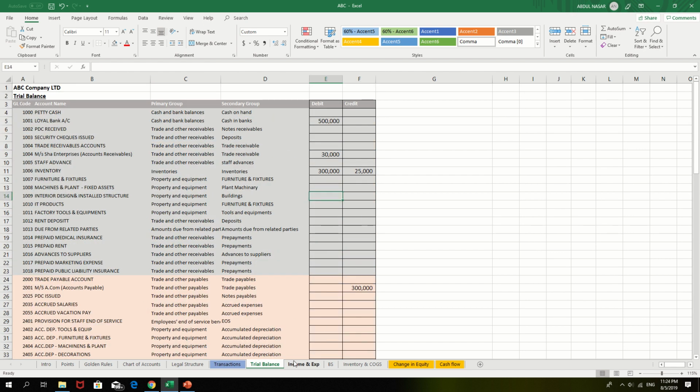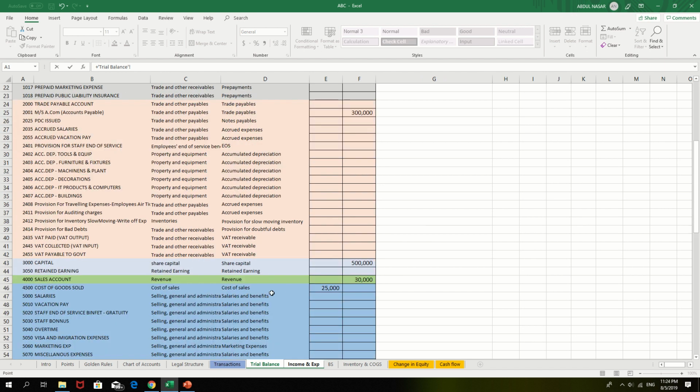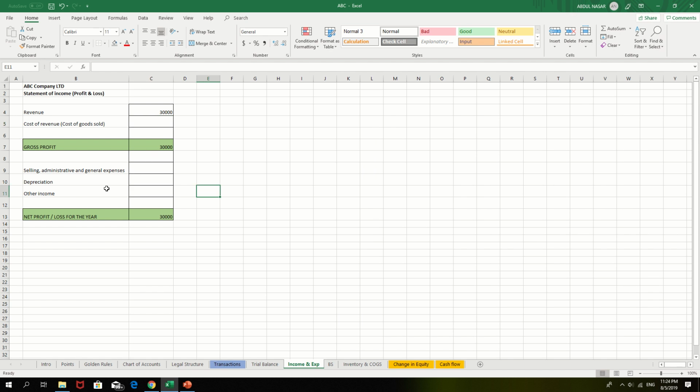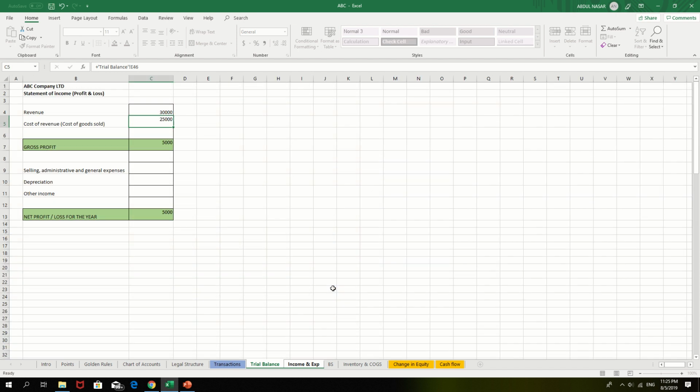Now let us see the impact of those two entries in the income. Okay, so here this is the statement of income. Whatever, profit and loss or statement of income are the same. Revenue. Do you have any revenue in trial balance? Of course you have. So this is the total revenue. 30,000 is the revenue, and you have cost of revenue or cost of goods sold. Cost of goods sold 25,000. So your gross profit is 5,000.